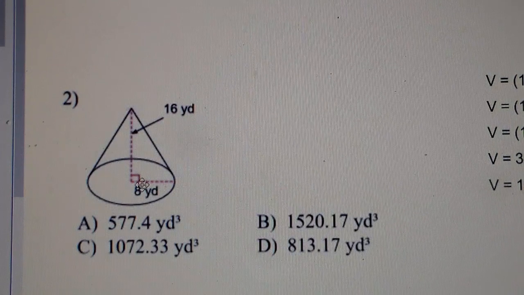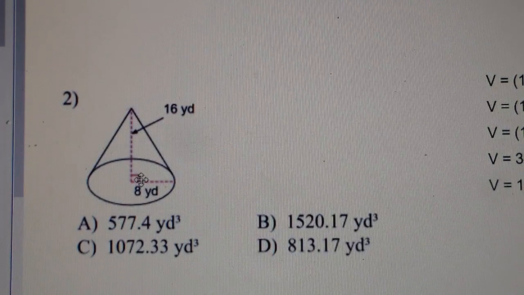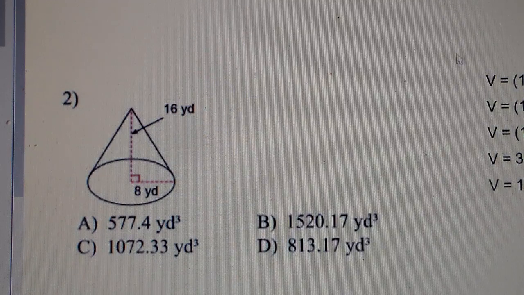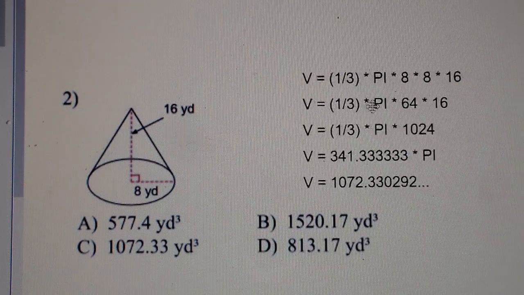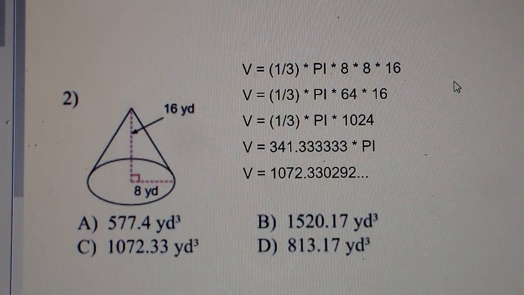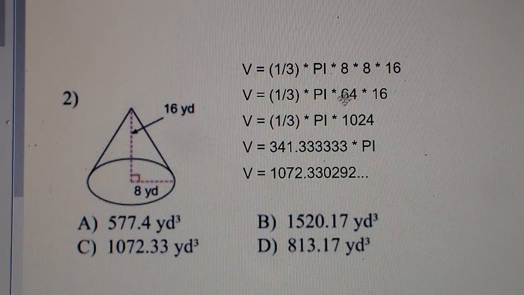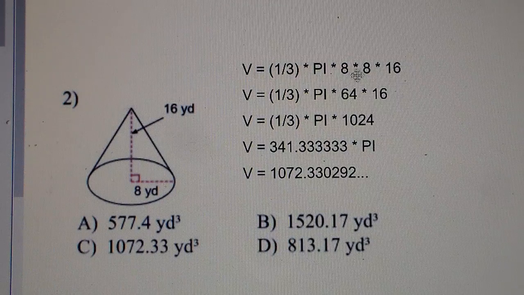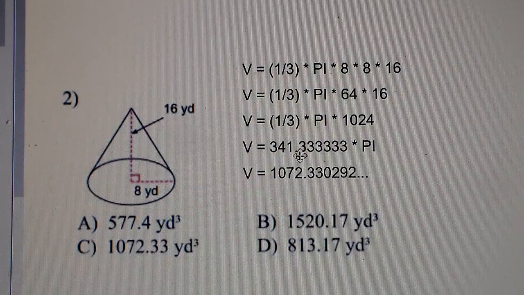Look at number 2. Our radius is 8 yards, and the height of the cone is 16 yards. So we plug things into our formula, and we get a volume of 1/3 times pi times 8 times 8 times 16. Remember, it's radius squared, so the radius appears twice, 8 times 8. 8 times 8 is 64. 64 times 16 is 1024.